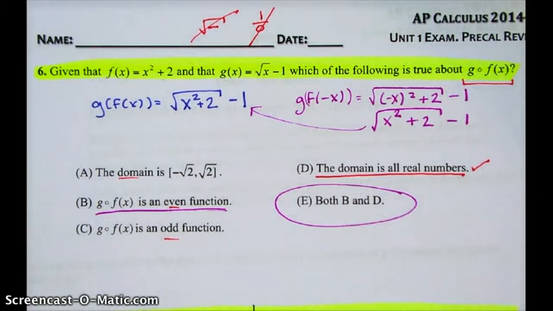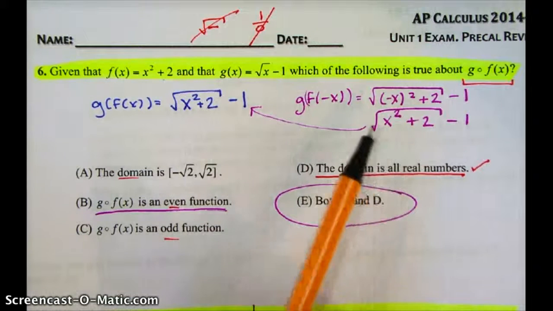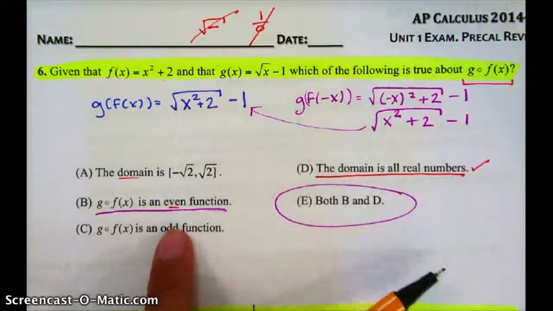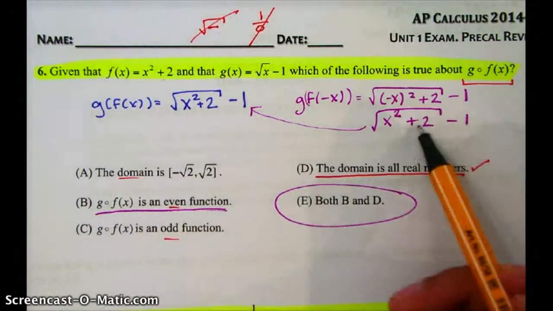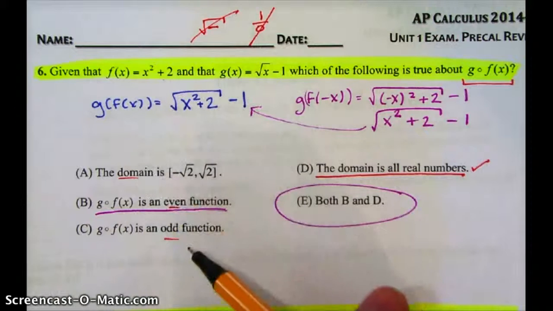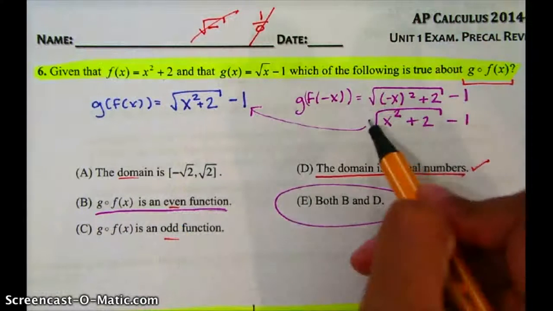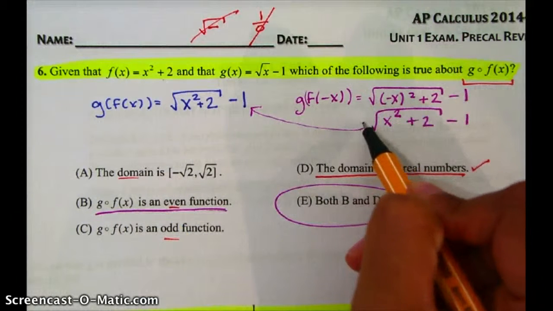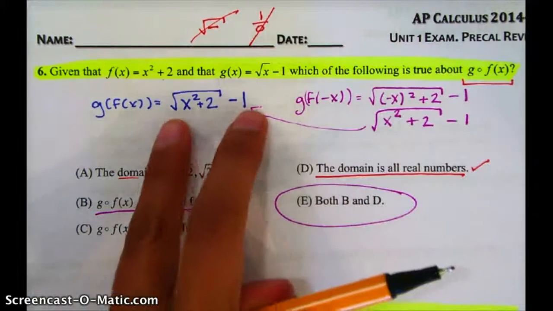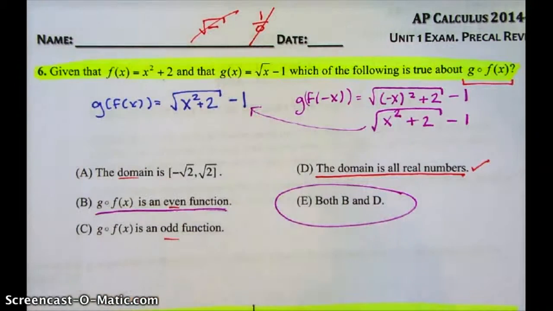It's worth noting just really quickly before we move on that a good way to test yourself is to check that you know what this would have looked like that would have made it odd. This is even because I got the same function that I started with. In order for it to have been odd, I would have to have seen a negative out front and a plus right there so that the answer was the opposite of the original.